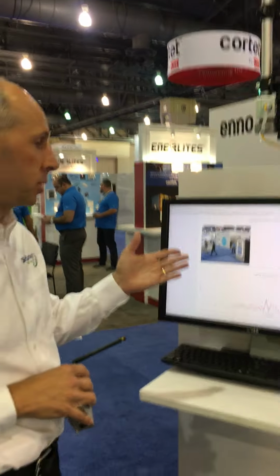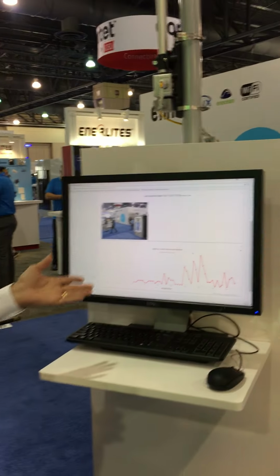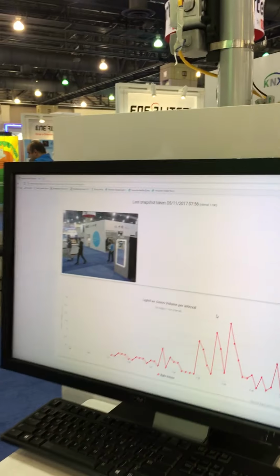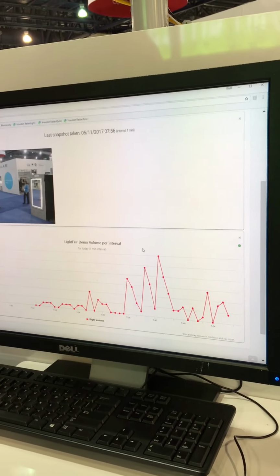So I didn't mention, but as you can see, the radar sensor also has a camera, so it's able to take a picture or have a view of all the lanes of traffic. So it's a way of verifying the mounting and the configuration of the device. And then the graph below is showing you the data it's collecting over time.